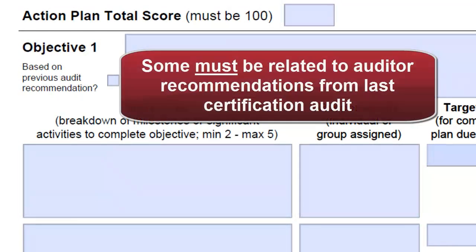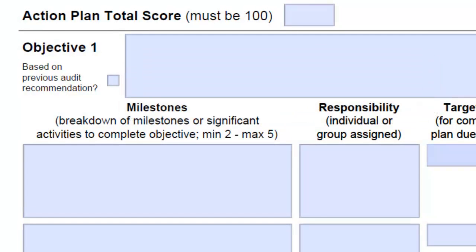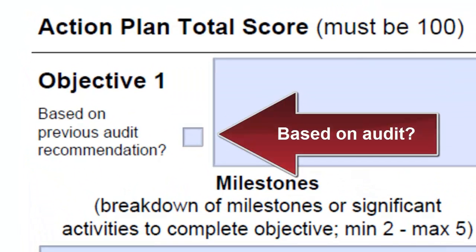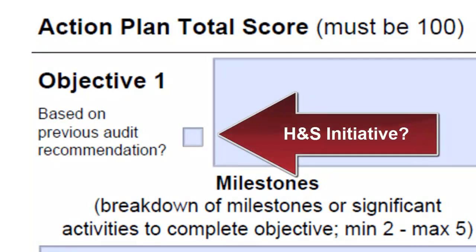At least some of your objectives must be related to recommendations your auditor provided in your last certification audit. You may also add other corporate health and safety initiatives as objectives. Beside the objective entry box, there is a tick box that lets us know if the objective is based on a previous audit recommendation. If it is, tick the box. If it is a company health and safety initiative that doesn't come out of a previous core audit, leave it unchecked.